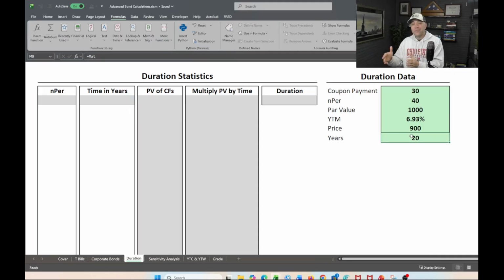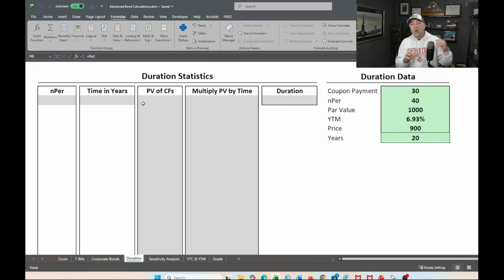And this is every 6 months. So this is much more difficult. If I was doing years, it's a lot easier. So we're gonna get those $30, and what we want to do is multiply it times t, the time. And that's why I need times in years.